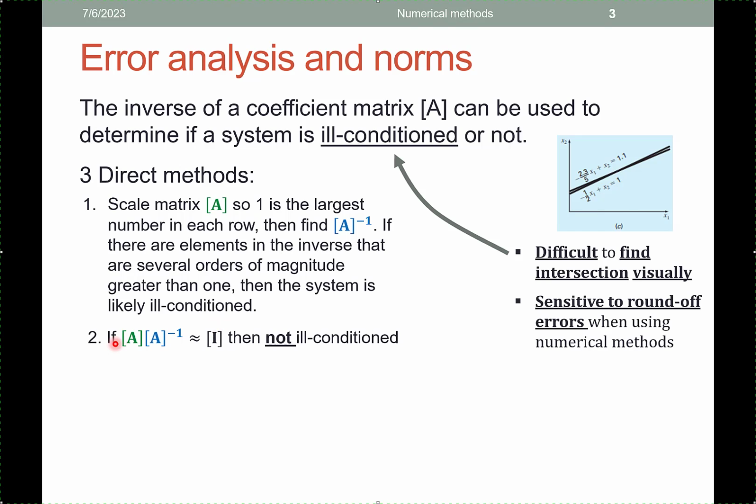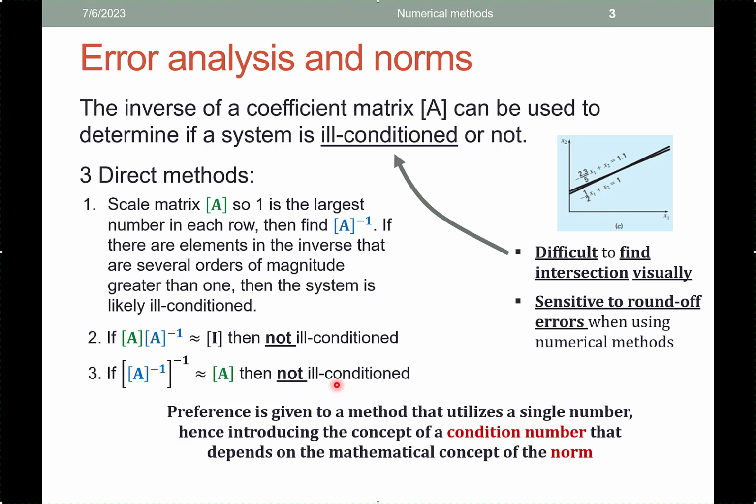Another approach is if you multiply A by the inverse of A and it approximately gives you the identity matrix, then it's not ill-conditioned. And if you take the inverse of the inverse of A and you get approximately matrix A, then also in this case it's not ill-conditioned, which is a good thing.